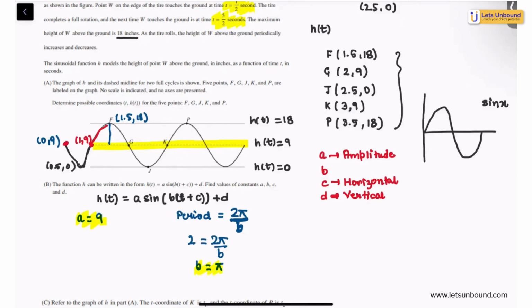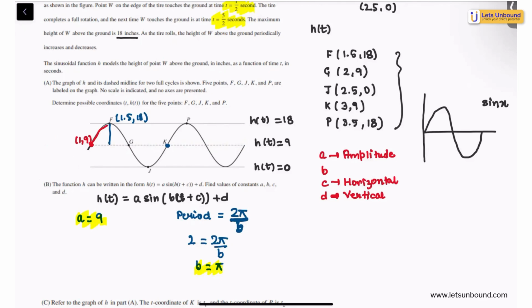So to make it easier for me and less confusing, I am assuming that this is the point of start for my sine graph. So I can remove this area so that it's not confusing at all. I'm assuming that this is the point of start of my sine graph. It goes up, then goes down. So from (1, 9) all the way up till K is one revolution of the tire, or we can say one period of the graph.